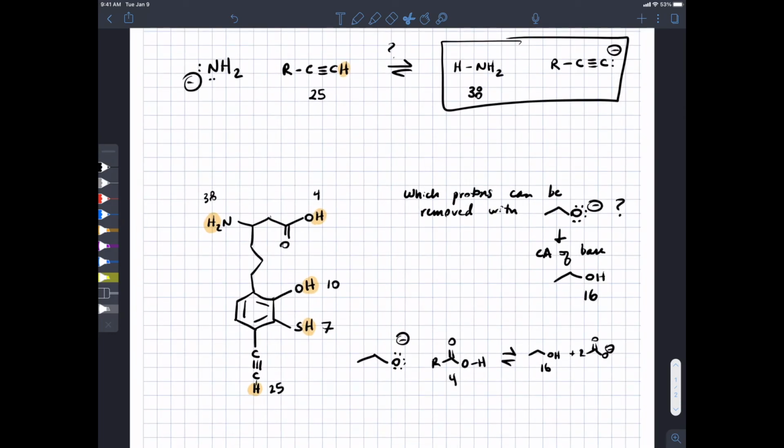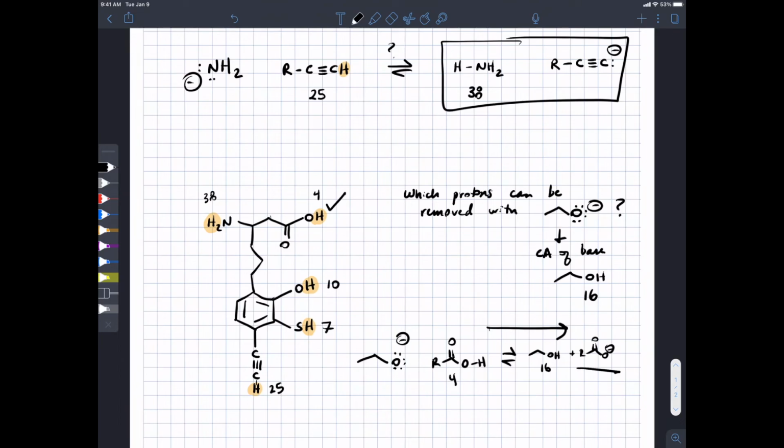Which acid loses its proton? The stronger one, the one with the lower pKa, right? So that means equilibrium favors this side of the equation where the acid has lost its proton. Does that make sense? So we can say, yes, this carboxylic acid proton could be removed by ethoxide, right?